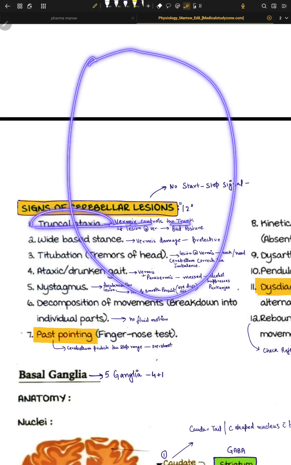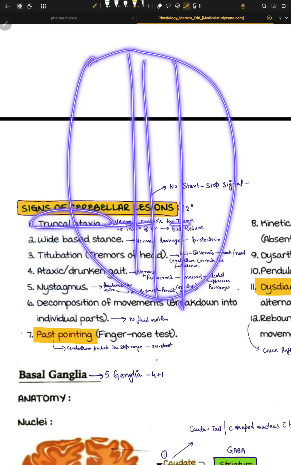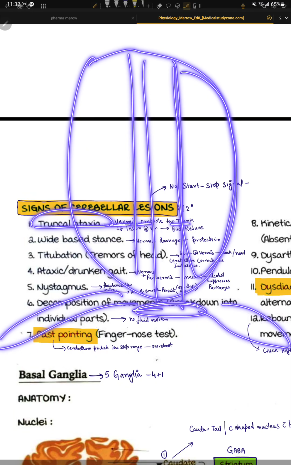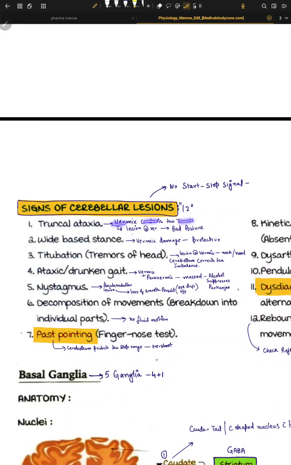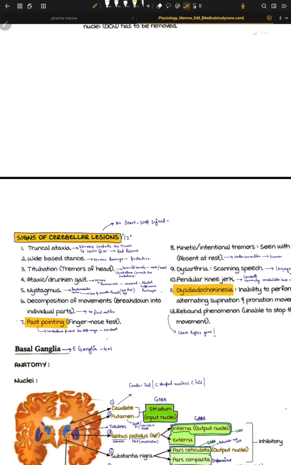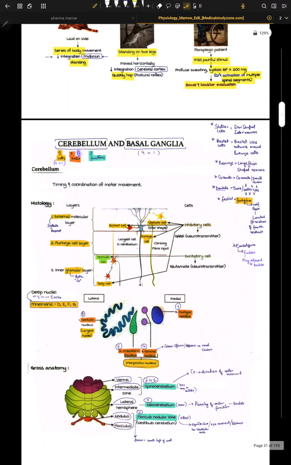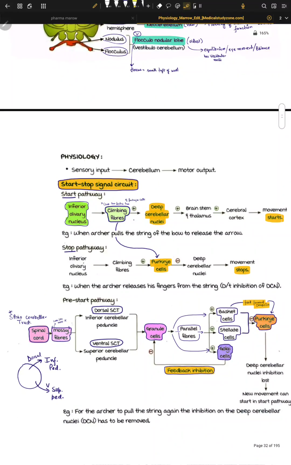I told you this is the cerebellum, this is the vermis, this is the paravermis, this is the lateral hemisphere, this is the nodule, this is the floccular part. This part, the vermis, controls the trunk of your body, the whole trunk. If a lesion is present at the vermis, there will be bad posture, right? If there is any sign of lesion on the cerebellum, there will be no start-stop signaling, because this is the whole function. I told you there are three functions, right? Start pathway, stop pathway, and pre-start pathway.